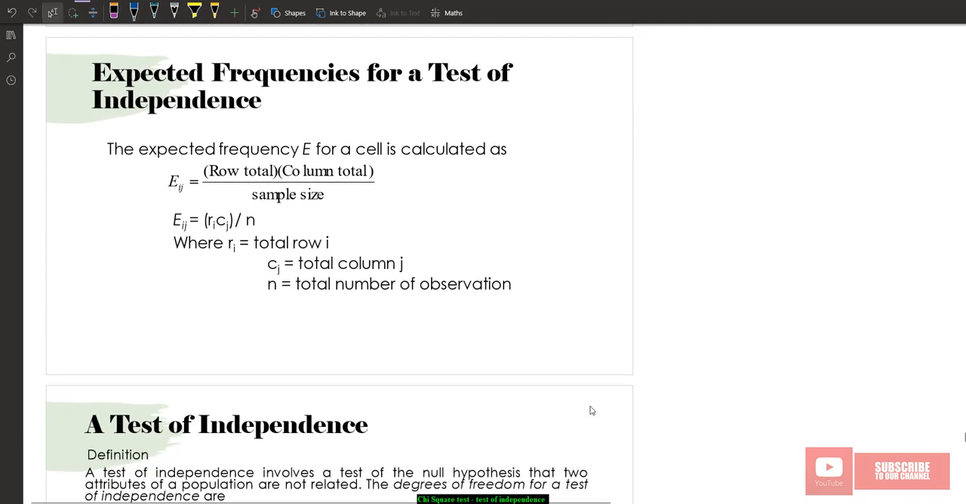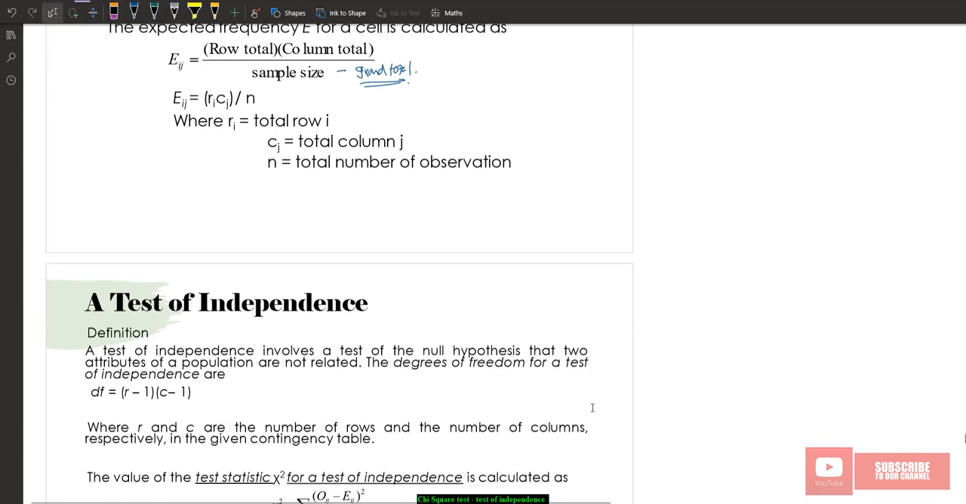So the expected frequency for a chi-squared test of independence is the row total multiplied by the column total divided by the sample size, which is the grand total. So it's very easy to calculate the expected frequency for a contingency table: row total multiplied by column total divided by the grand total.